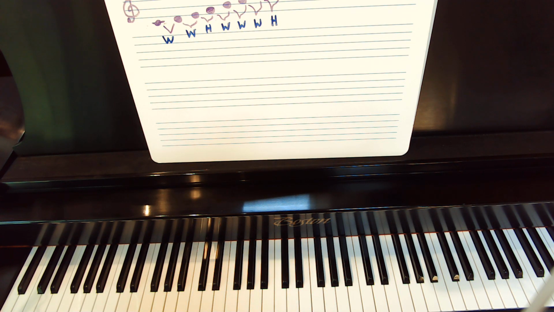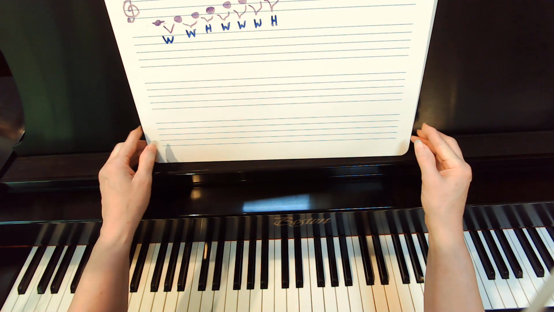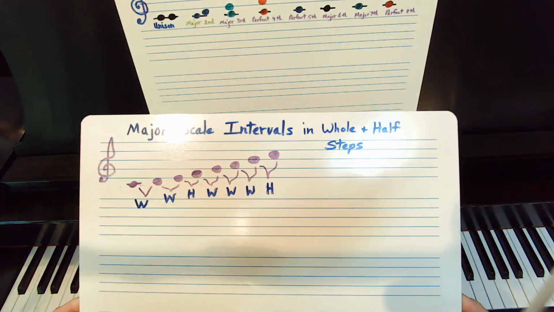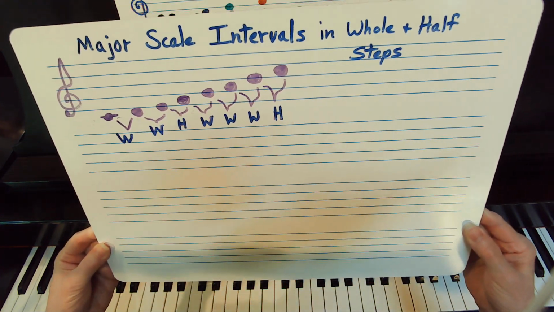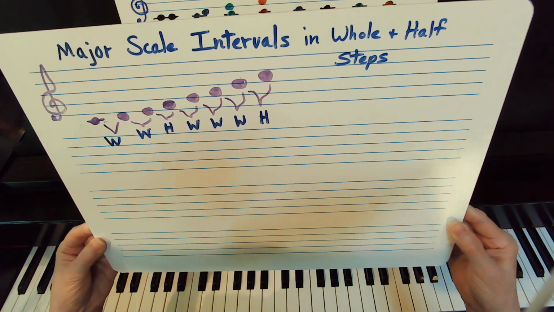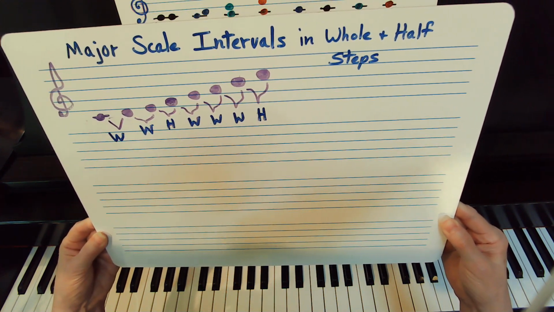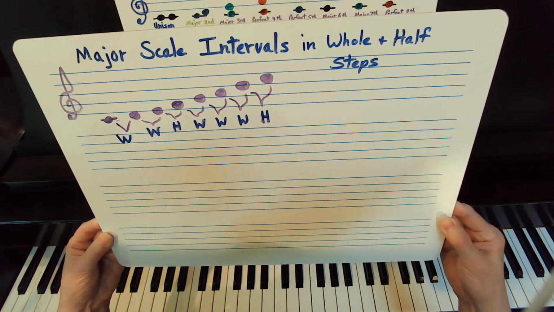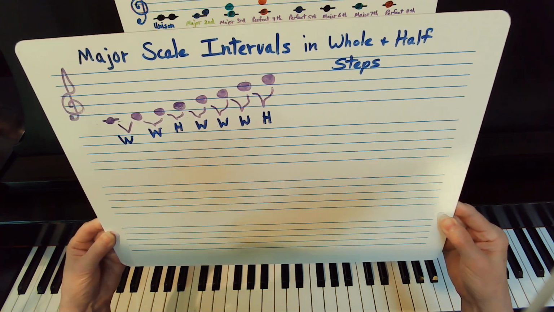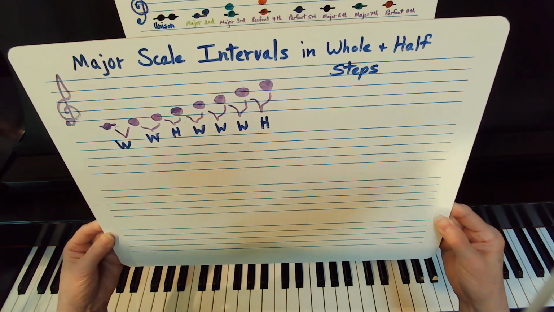Well, there's a simple little formula, and it's kind of like, I think about dance steps: whole, whole, half, whole, whole, whole, half. Now, I've written that out on this little page here. You can probably see this. I'm trying to hold it where the camera can pick it up. It's major scale intervals in whole and half steps. Okay, whole, whole, half, whole, whole, whole, half. And now I'm going to show you on the keyboard how that translates.